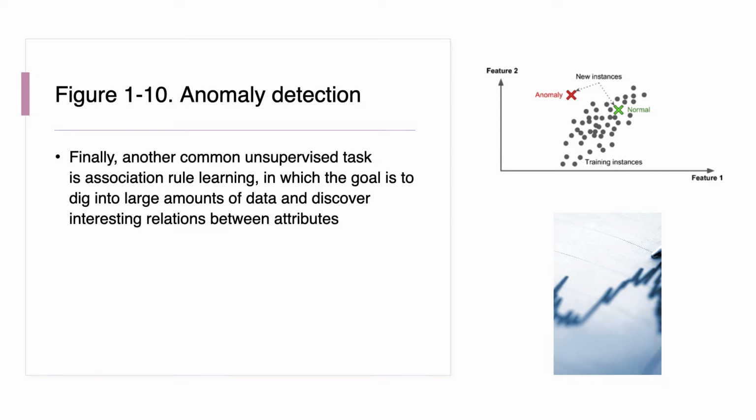Finally, another common unsupervised task is association rule learning, in which the goal is to dig into large amounts of data and discover interesting relations between attributes. For example, suppose you own a supermarket. Running an association rule on your sales logs may reveal that people who purchase barbecue sauce and potato chips also tend to buy steak. Thus, you may want to place these items close to one another.